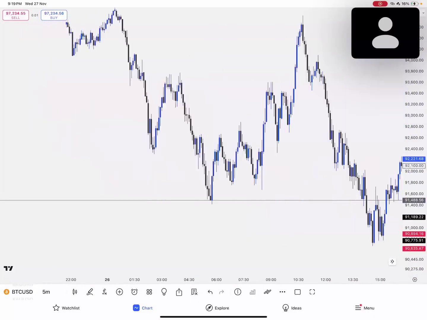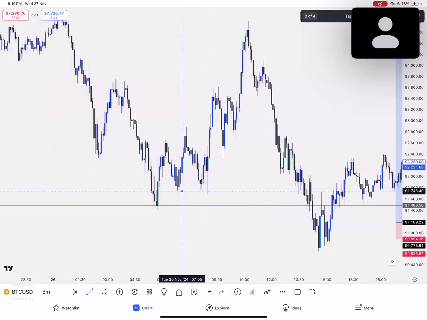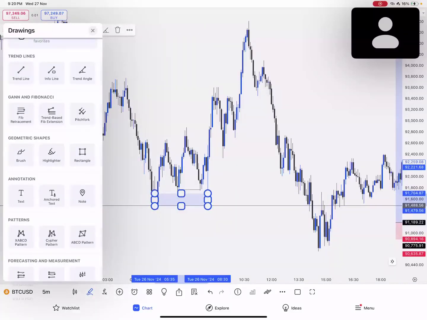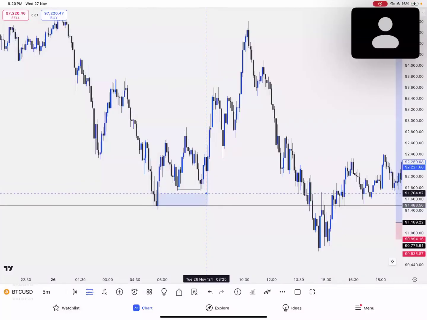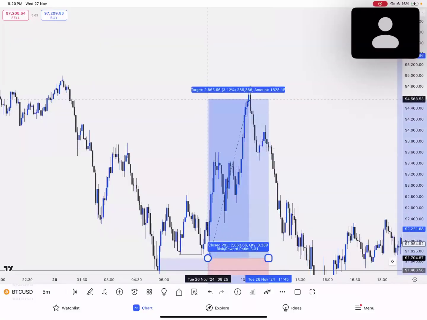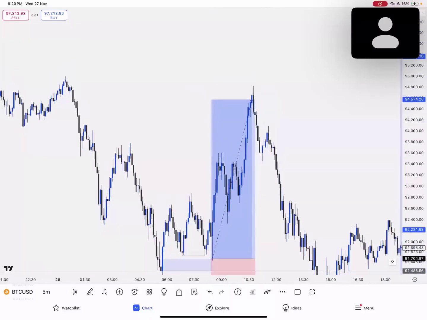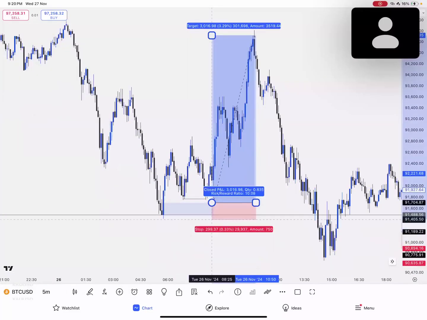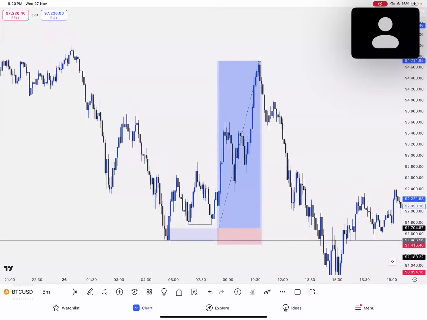Let me find the exact trade I took. Let me analyze it again. I took this inducement here, and then I took this other block. So this was the trade I took yesterday. I later adjusted my TP to this draw on liquidity here because I knew the market was not officially bullish. This was about 3,000 pips. I took my TP here. This was the trade I took on BTC yesterday.